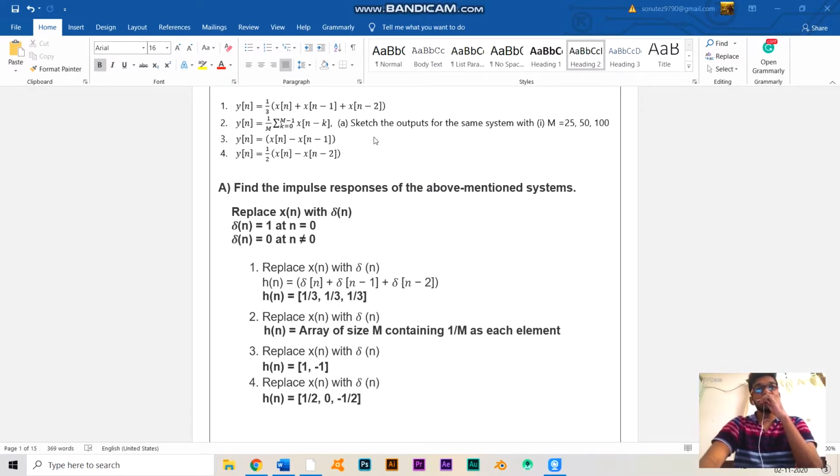And for the second system, it will be h[n] = 1/M sigma k = 0 to M-1 delta[n-k]. In the question, it is given to take three values of M. They are 25, 50 and 100. And for the third system, the impulse response will be h[n] = delta[n] - delta[n-1]. And for the fourth system, it will be half of (delta[n] - delta[n-2]).